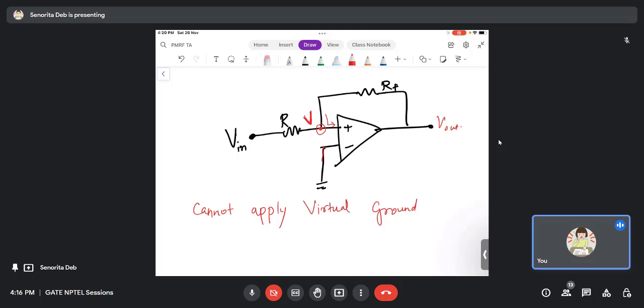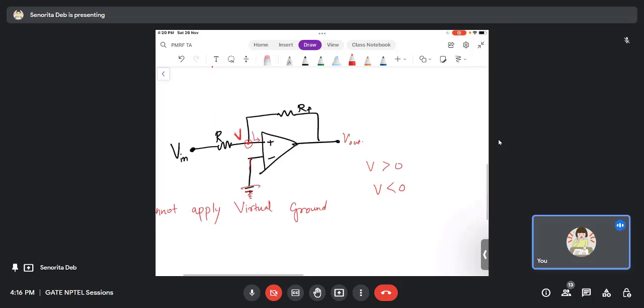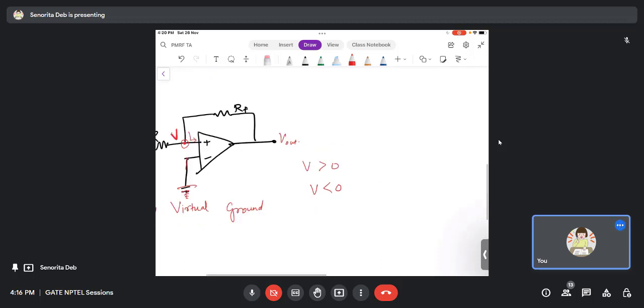So now what will happen? Since this is 0 volts ground, it will compare V with 0. So either V is greater than 0 or V is less than 0. If V is greater than 0, what will happen? It will take V non-inverting terminal minus V inverting terminal, multiply it with the open loop gain, and that is your V out.